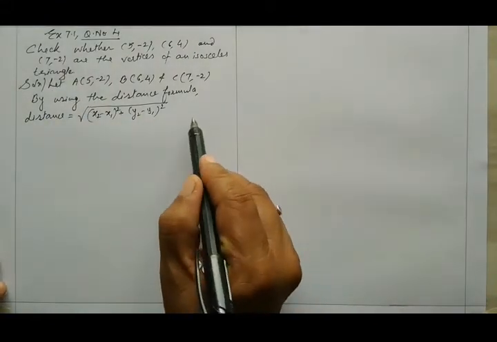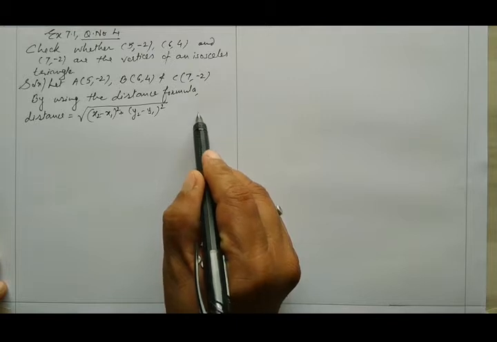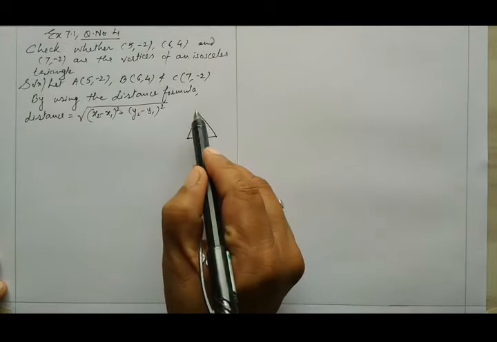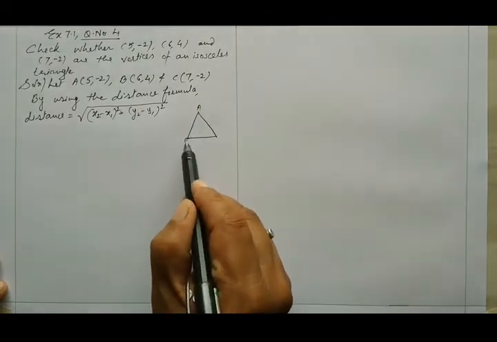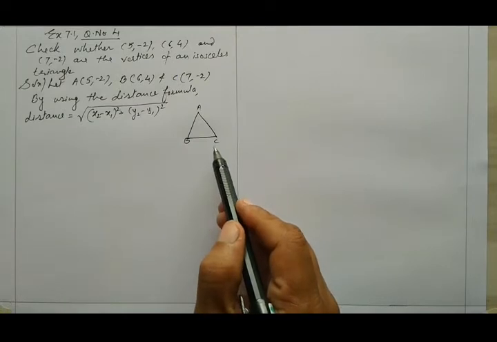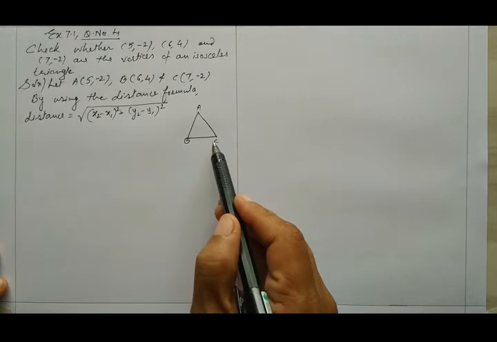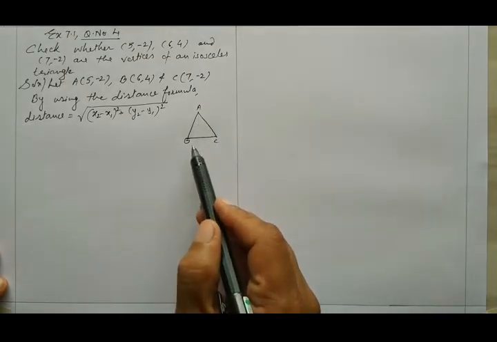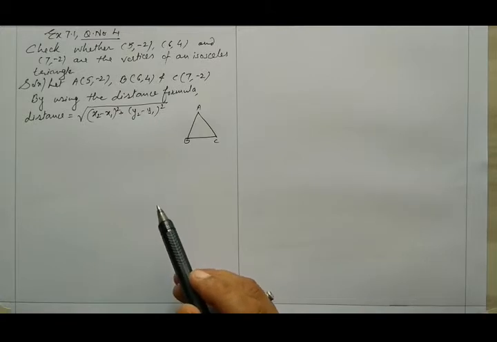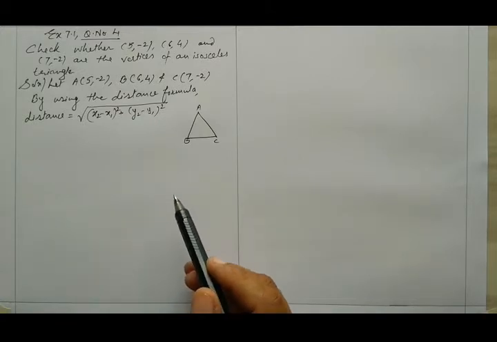For your reference, this is a rough figure. I am drawing it; it is not compulsory to show. If either AB is equal to AC, or AB is equal to BC, or AC is equal to BC, that is, any two sides are equal, then the given points are the vertices of an isosceles triangle, otherwise not.